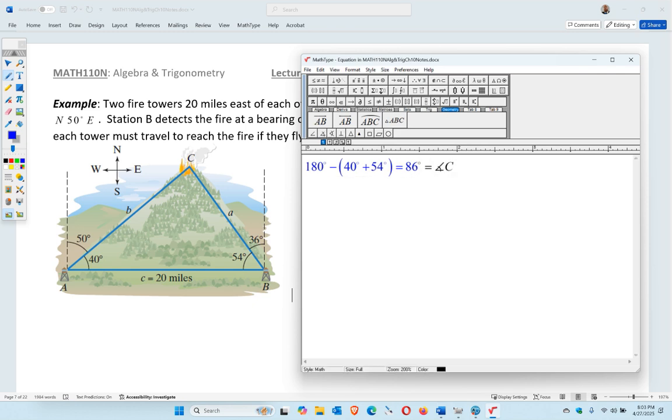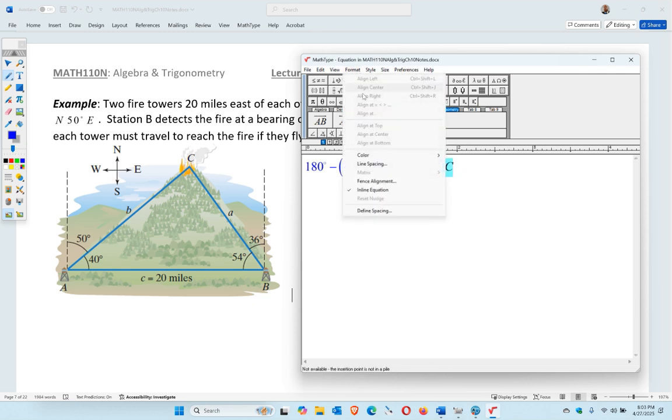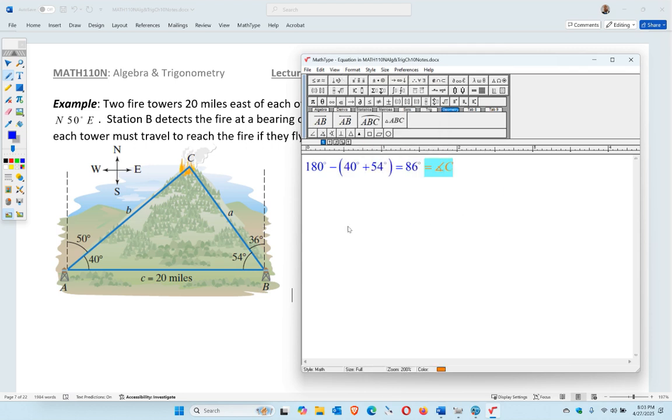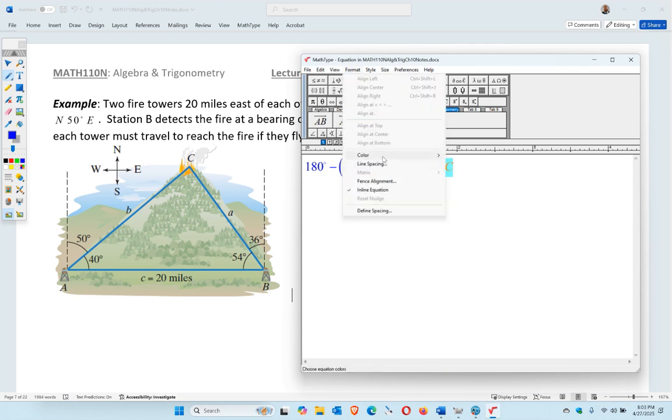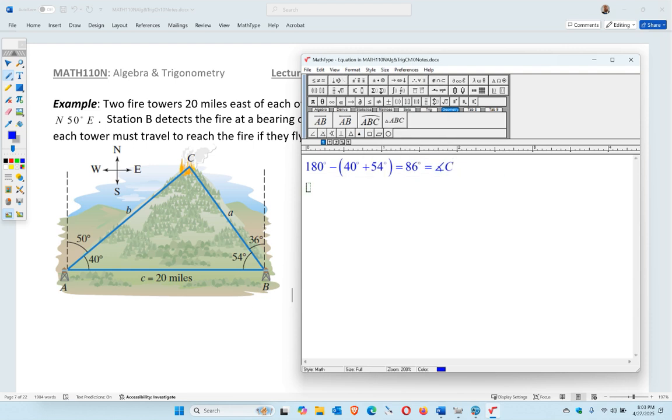Okay, so I actually do have a ratio now. So now we can actually do a proportion. And again, you can put the angle on top or the side on top. It's up to you. I like to put the angle on top myself. So angle C is 86, and that is 20 miles for that side. Okay, so we need to do this twice. We need to do this once for A and once for B.